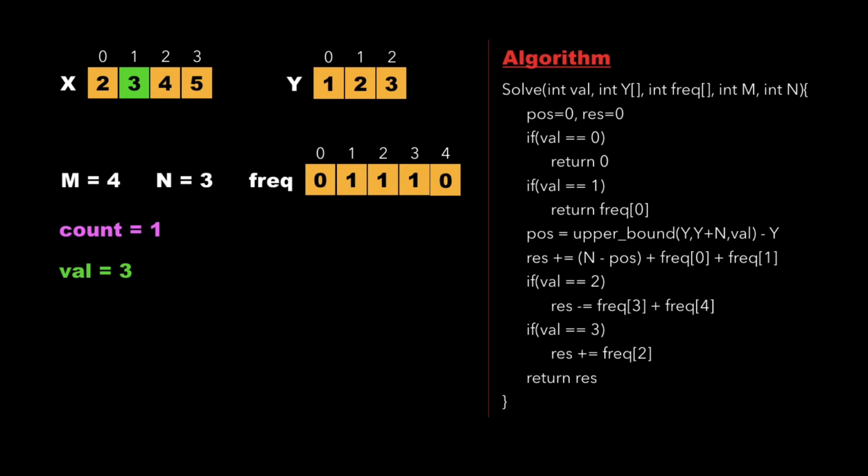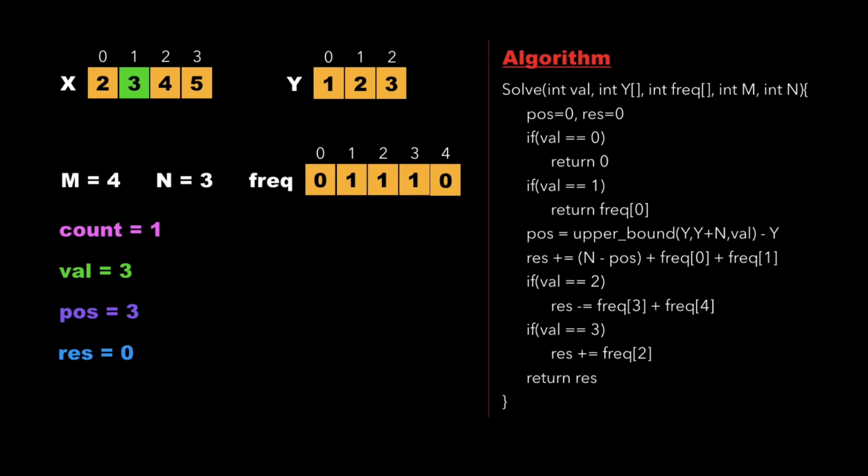Similarly we again call the solve function, where we declare two local variables, namely position and result, and initialize them to 0. We check whether val is equal to 0 or 1. Since it is neither 0 nor 1, we calculate the value of position as the upper bound in the array y with the value 3. In array y we don't have any upper bound for 3, therefore the upper bound function returns the size of the array. So we get the value of position as 3.